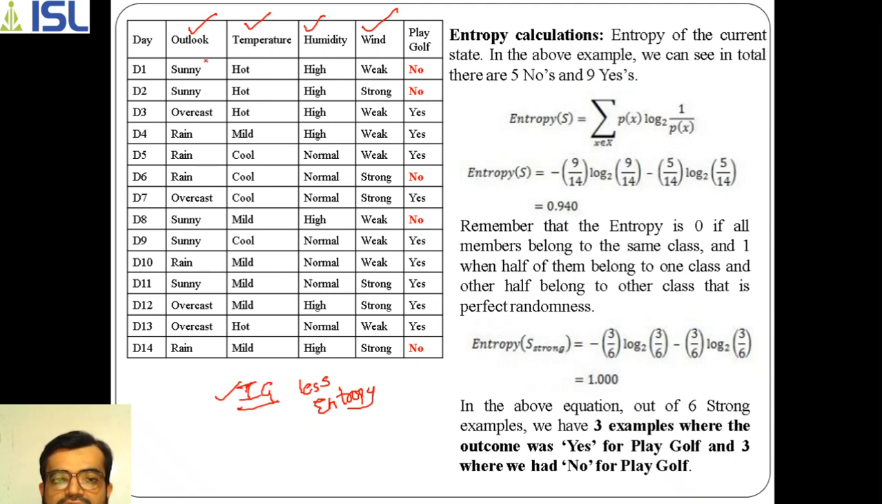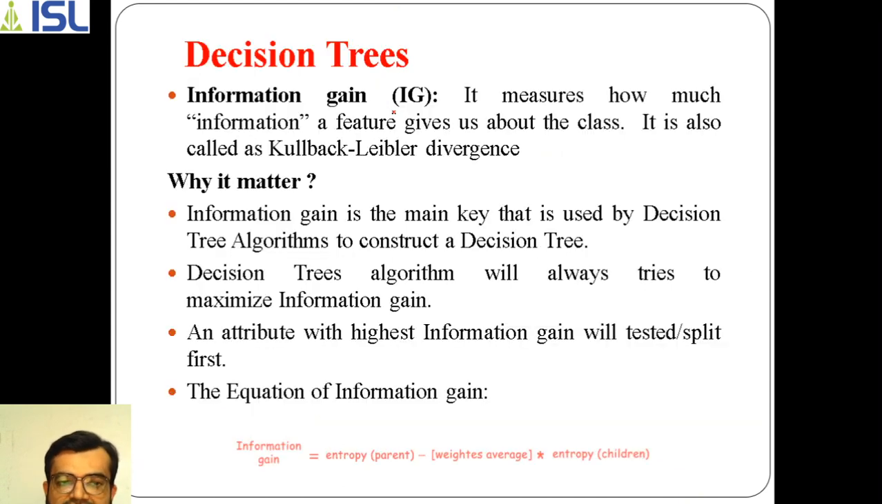So how will the root node be selected? The root node will be selected among the four attributes: outlook, temperature, humidity, and wind. All of these will give you a class. This is your class, play golf, which gives you a result of either no or yes, so positive or negative values. Anyhow, we will be seeing that.